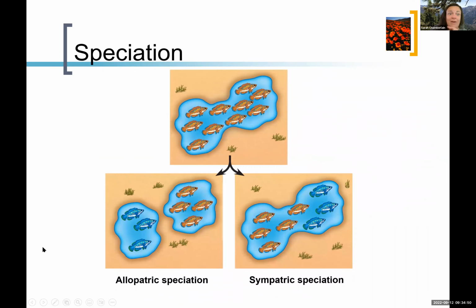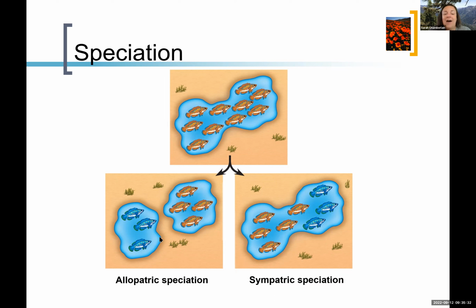Do you want to tell us what allopatric and sympatric mean? So allopatric was like the geographic separation that led to speciation. Mm-hmm. And sympatric was the opposite. Well, I wouldn't say it's the opposite. It's speciation that happens where there is no geographic separation. So it's not really the opposite. It's just that one has geographic separation, one does not.